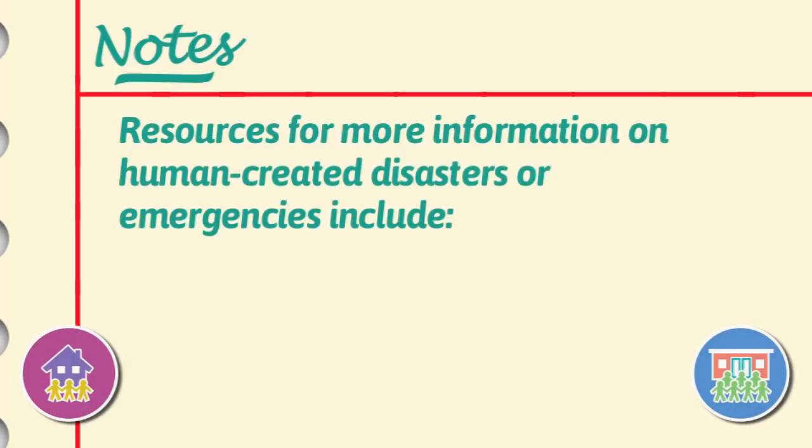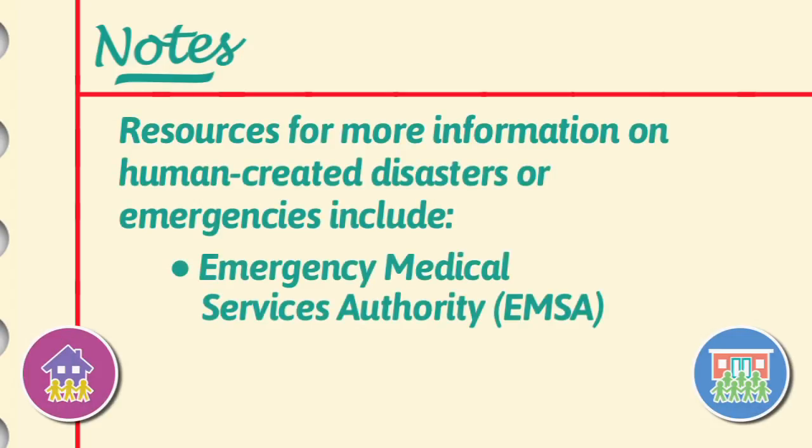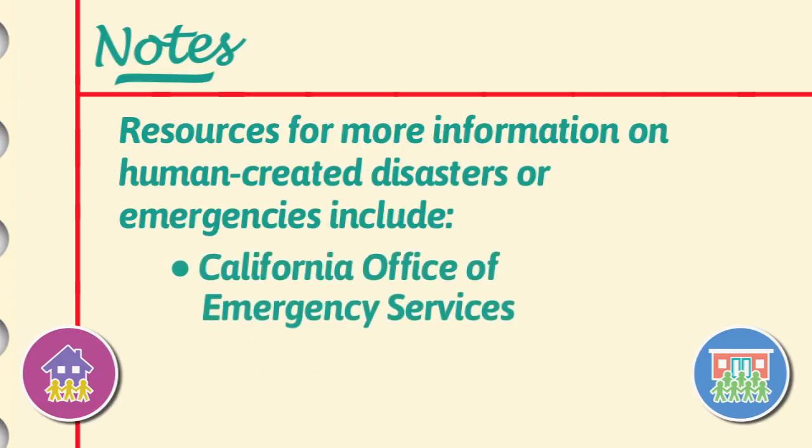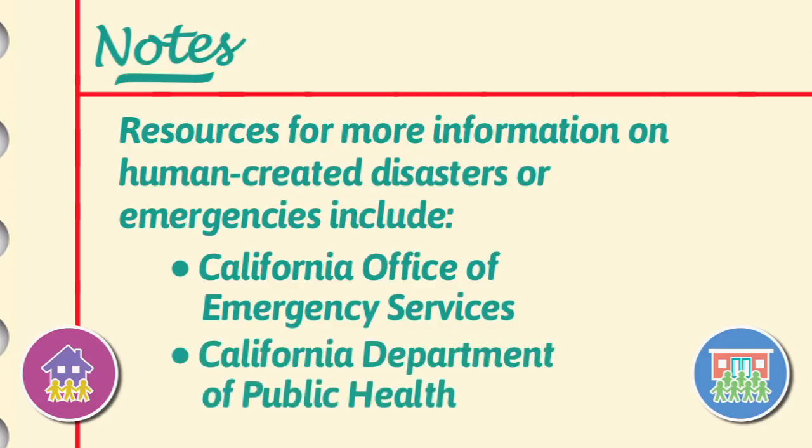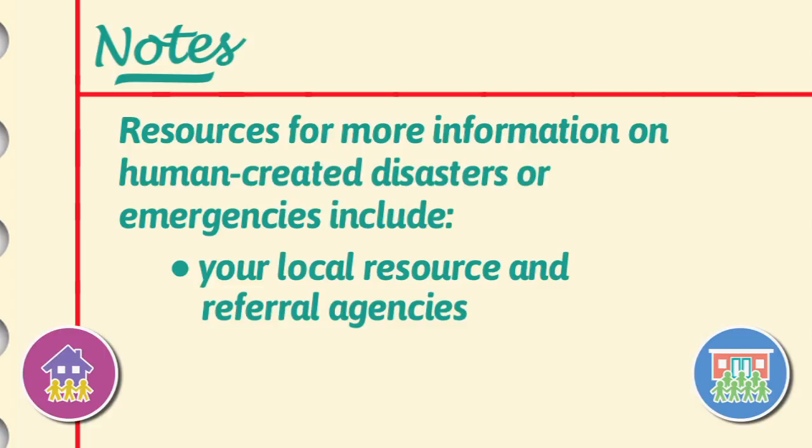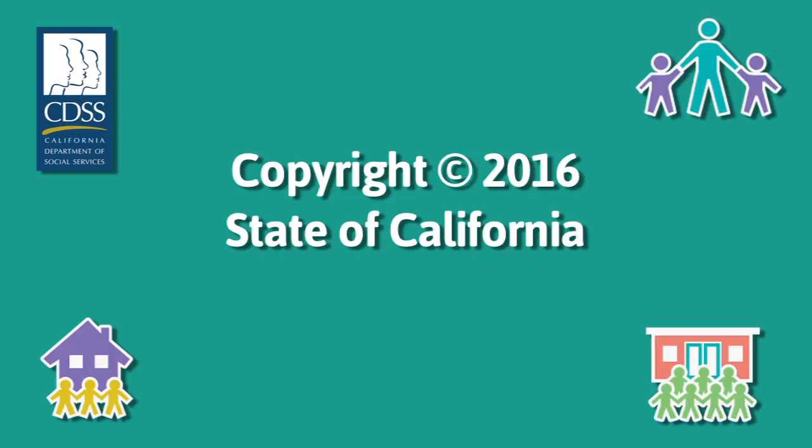Unfortunately, in today's world, there is also the possibility of human-created disasters or emergencies that can affect your child care facility. It is important you remain alert and vigilant at all times to ensure that children in your care are safe and accounted for if such a disaster should strike. Some resources you may want to use for more information are the Emergency Medical Services Authority, the Red Cross, the California Office of Emergency Services, the California Department of Public Health, and your local resource and referral agencies. Copyright 2016, State of California.